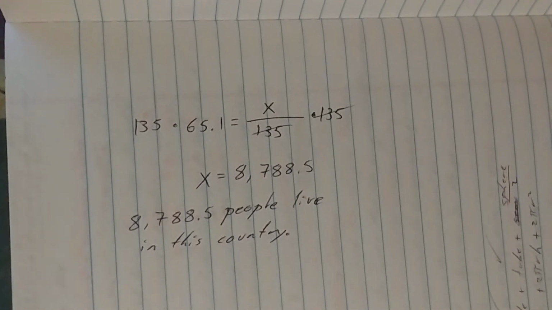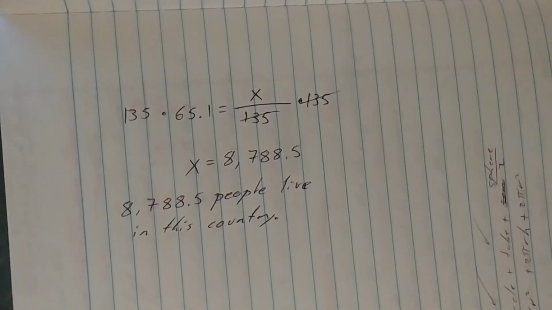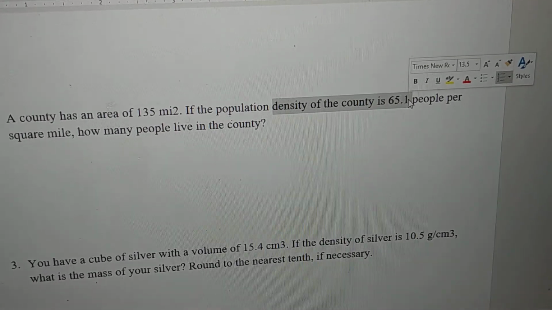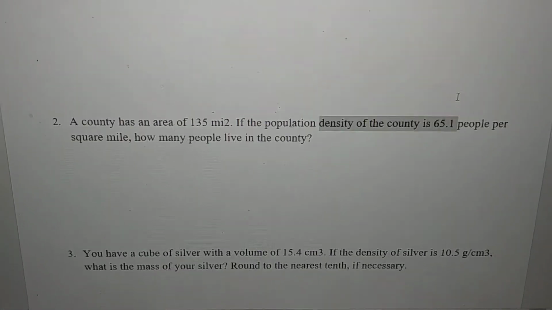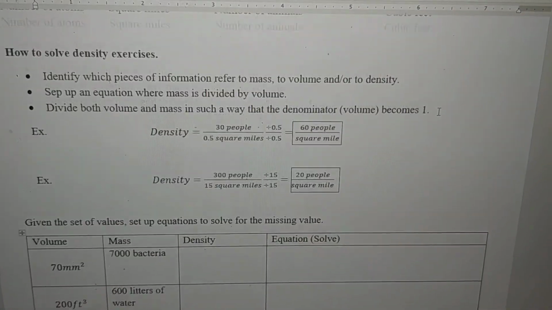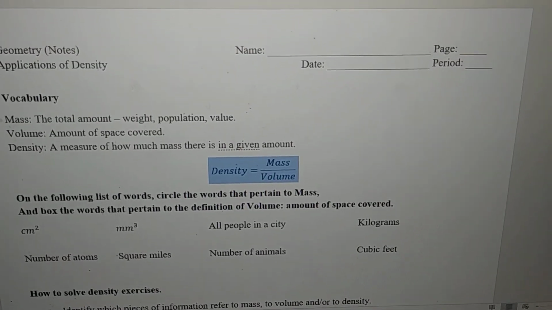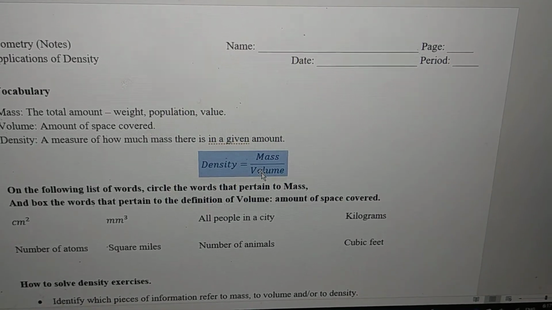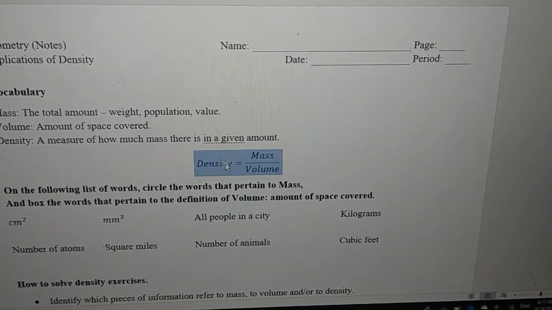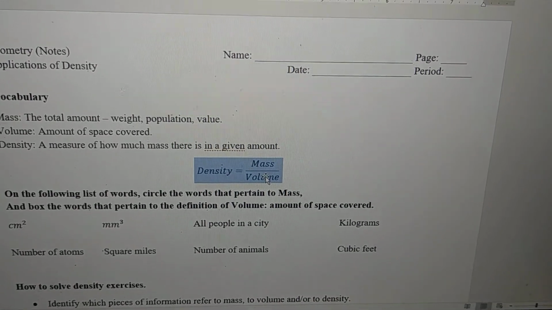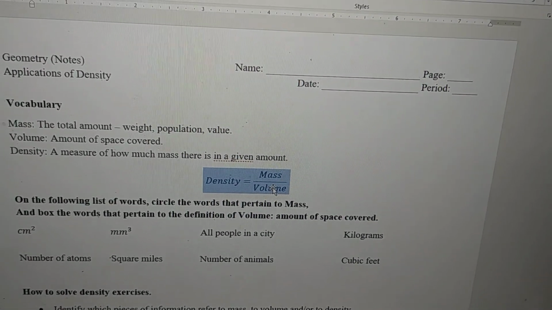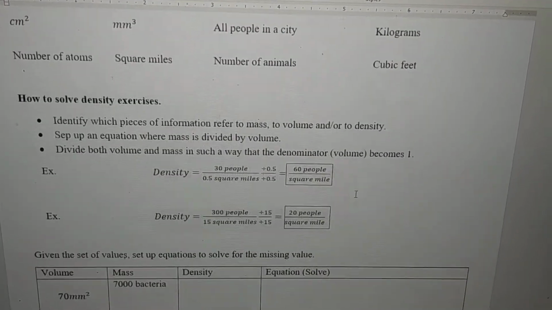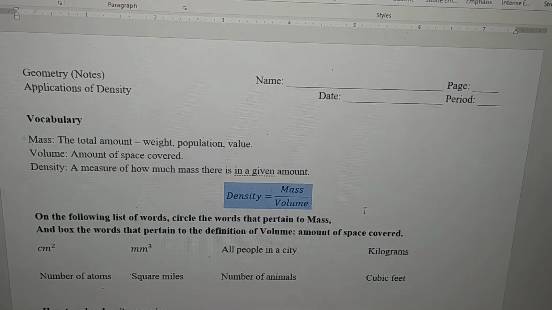Everything will revolve around this particular equation, and just finding either one of the three variables given to us. Those three variables are density, mass, and volume. We'll be given two of them, and we'll have to find the missing variable. And that's pretty much it for this lesson, applications of density.